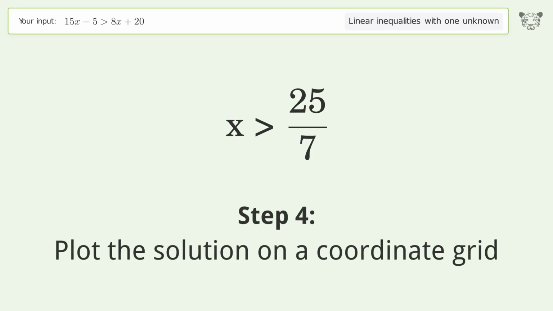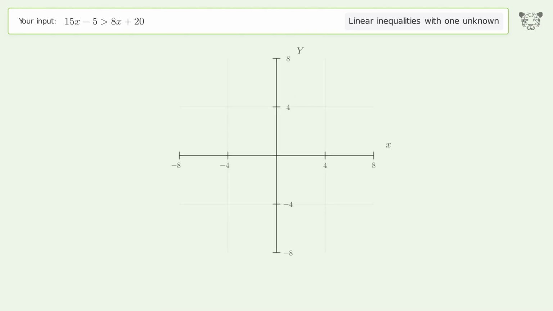Plot the solution on a coordinate grid. And so the final result is x greater than 25/7 greater than 34/7.